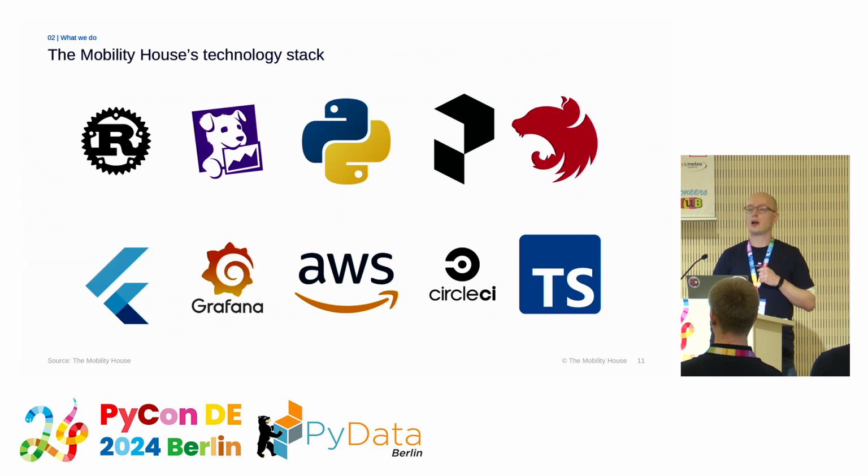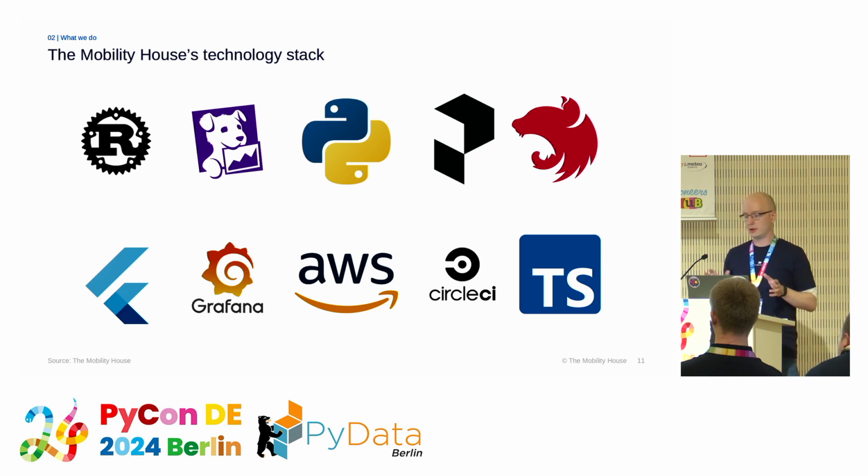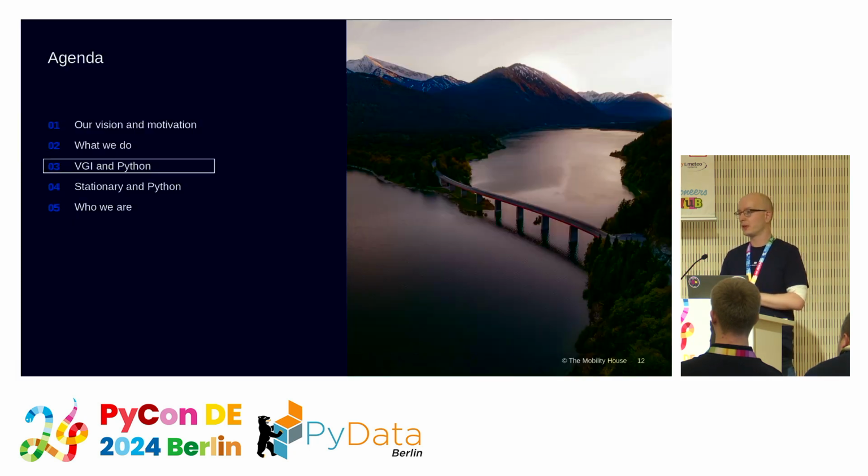Right, how do we do that? Well, our tech stack is quite diverse. We try to use the best tool for the problem. We have Rust, we have Python, but we also use TypeScript and Flutter. We're running on AWS. If you want to know more about the techie details, just visit us at our booth.